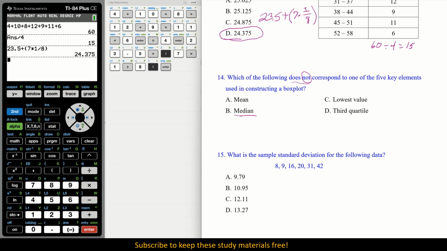So we know we need median, and it says not used. So we do use median. And we have a lower value. Always have a low and a high value at each end of the whisker, so that's not it. Okay, and we have a third quartile, a first quartile, a second quartile. So the only thing not included is mean.